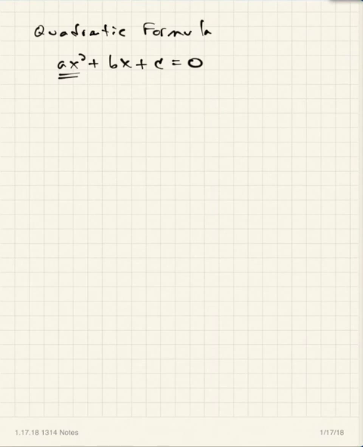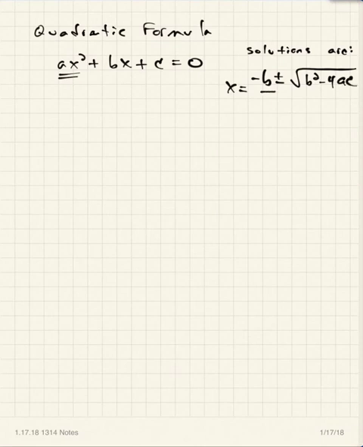And the quadratic formula says that the solutions to this kind of equation are always in this form. x equals the opposite of b plus or minus the square root of b squared minus 4ac, all divided by 2a.